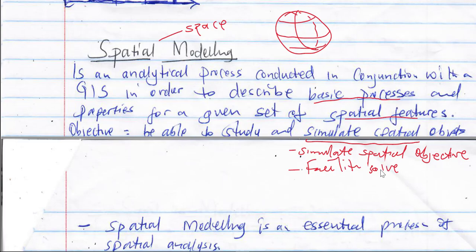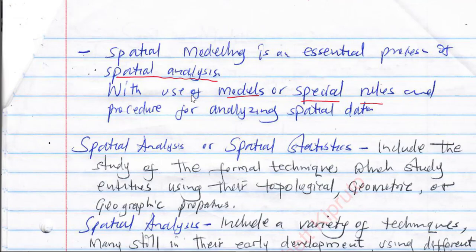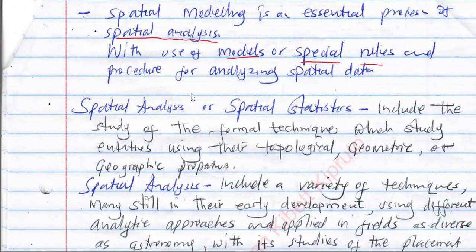Then another part is that modeling is also essential in the process of spatial analysis. We want to analyze the space, which is very essential. With the use of models or spatial rules and procedures for analyzing the space, it will use specific models or spatial rules that will help you analyze the spatial data, that is, the geographical data. In other terms, spatial analysis or spatial statistics includes the study of formal techniques which study entities using their topological, geometric, or geographical properties. We call that spatial analysis.